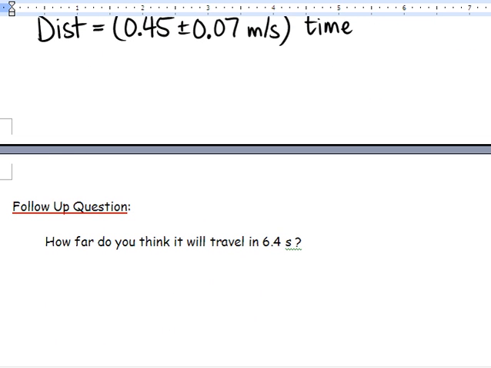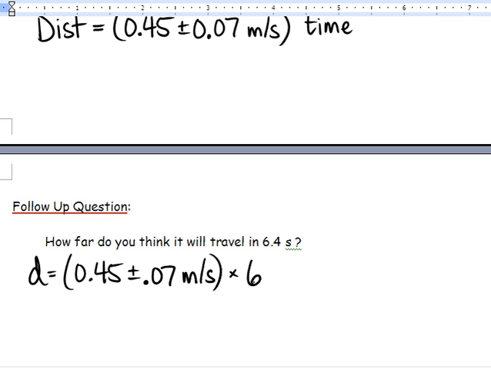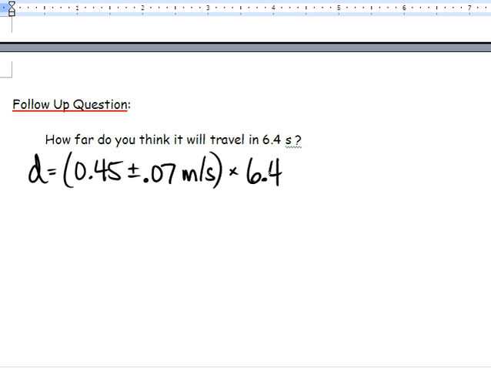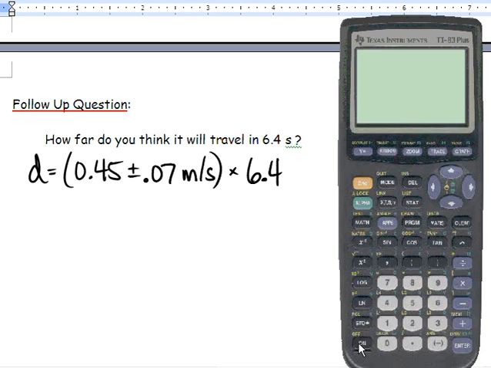So here's what we do. How far do we think this thing goes in 6.4 seconds? So I'm going to list my equation again. I'll just put a d for distance equals 0.45 plus or minus 0.07 meters per second. And this time we're multiplying by an actual time value. So that's multiplied by 6.4. So let's go back and talk about some uncertainty rules here. First thing we want to do is actually multiply the 0.45 by the 6.4. Just get a number.